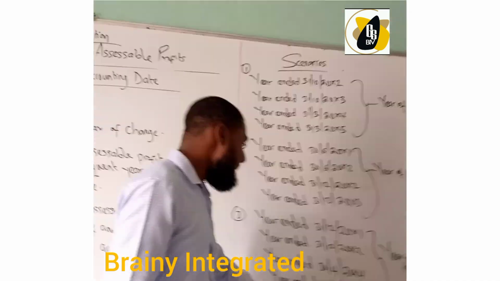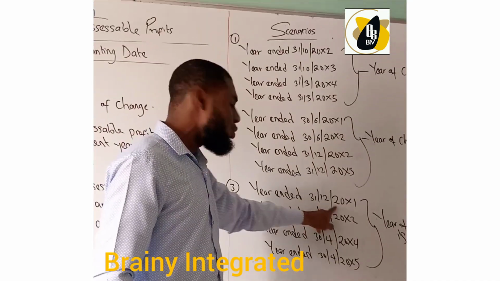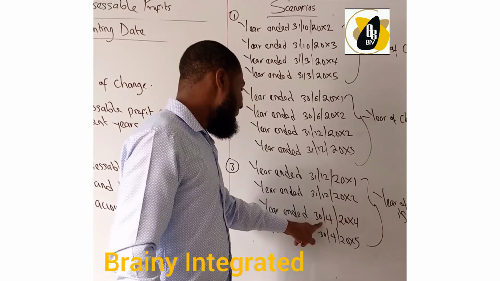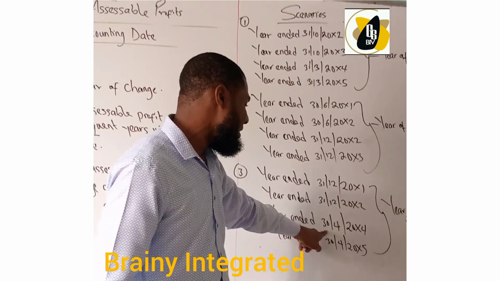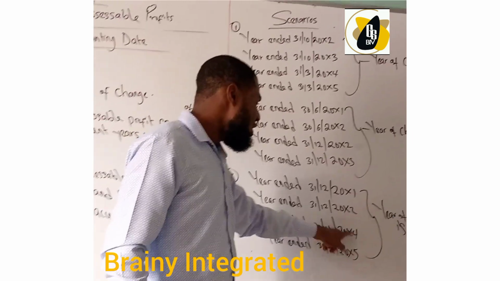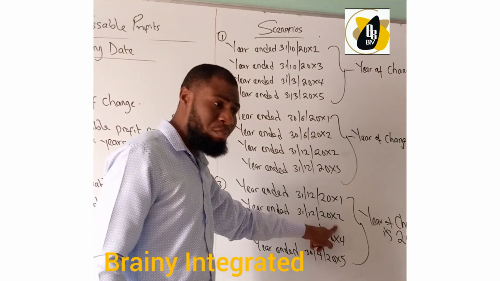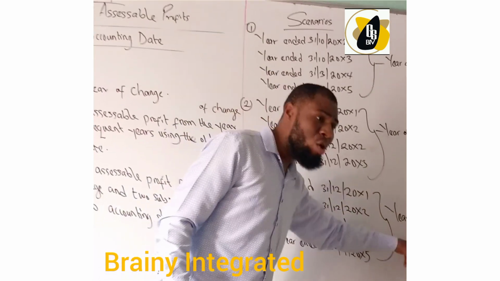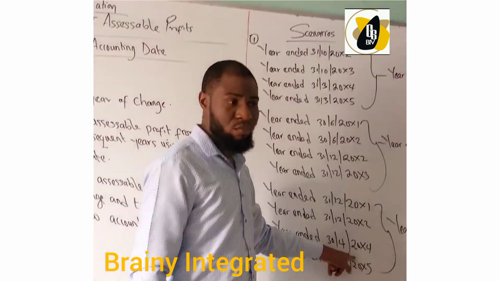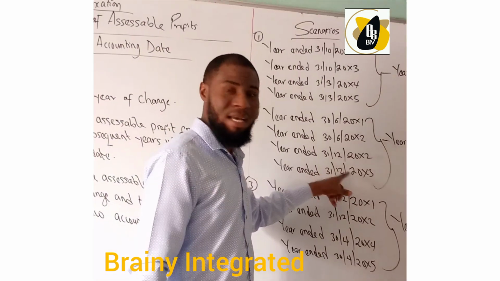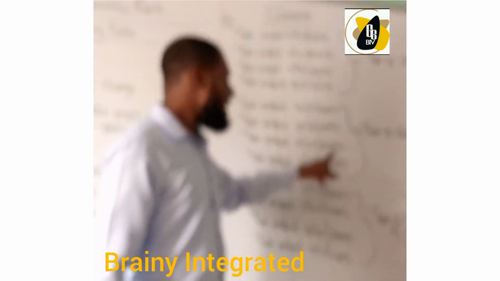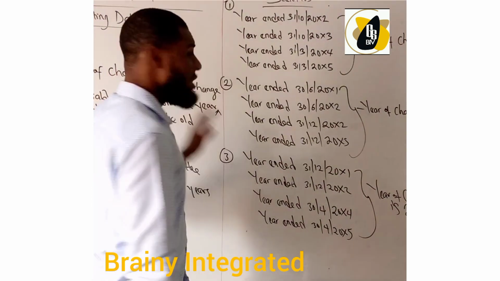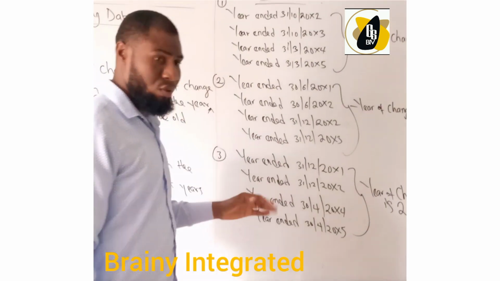And the last scenario, we have 31st December 20x1, 31st December 20x2, and we now have 30th April 20x4. If you see, there is a missing period here. That 20x3 that is missing is the year of change, not 20x4. So that is how to identify the year of change. That is how to do what? To identify the year of change in accounting dates. Do we have any question?